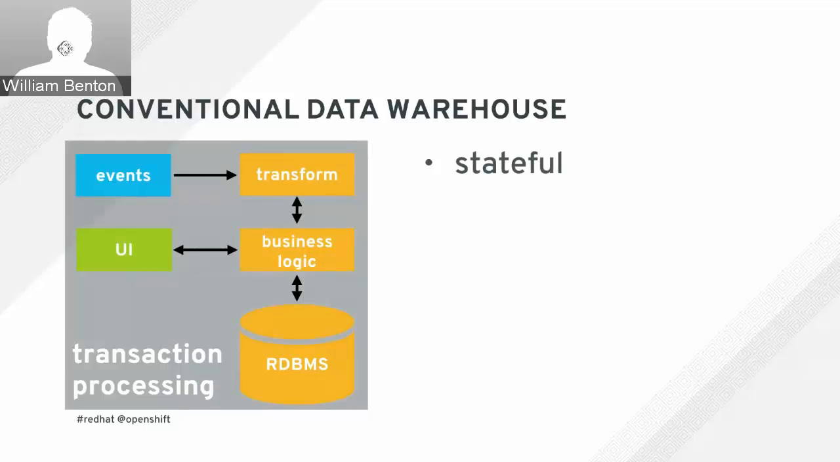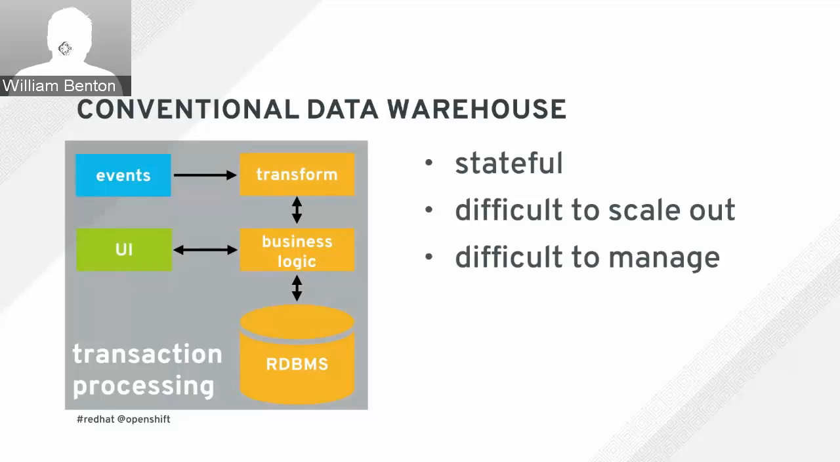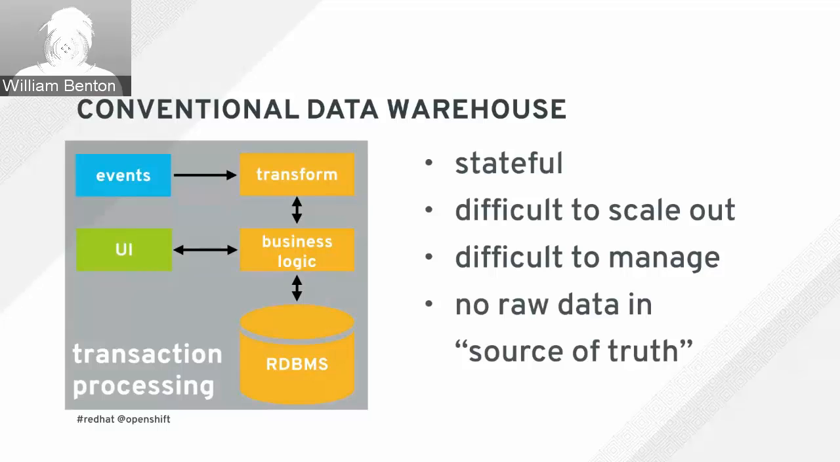The disadvantages of this approach are that the transaction processing layer is stateful. You can't run this in a container orchestration platform very easily. Also, relational databases have historically been very difficult to scale out. Typically, if you need to get high performance from a relational database, your approach has been to buy the most powerful machine you can possibly afford to run it on. Because of these things, these transaction processing layers are typically difficult to manage, certainly more difficult to manage than stateless containerized services. And the other problem is that there's no raw data in our source of truth.